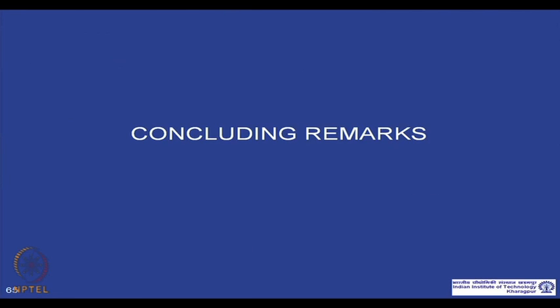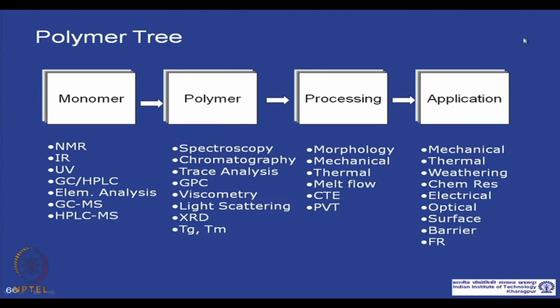Okay, let us come to the very end of this course, and I just want to make a few concluding remarks. Now, this is the polymer tree, where basically we make polymers from monomers, and the monomer has to be characterized very well by all analytical techniques to make sure that it is free of impurities, because if there are impurities in the monomer, they will be carried over to the polymers, and they are very detrimental for the use of the polymers.